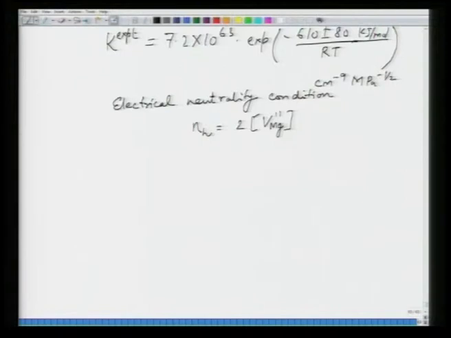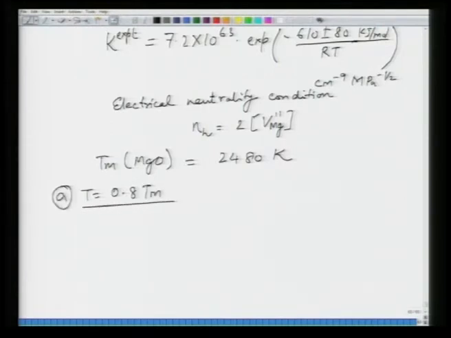So, let us take two examples of different temperatures. Even though in reality the concentrations are very small, they still vary as a function of partial pressure of oxygen as well as temperature. So, for example, we take the melting point Tm of MgO, which is about 2480 Kelvin. Let us say T is equal to 0.8 of Tm, and the atmosphere is air, which means PO2 is equal to 0.21 atmosphere.